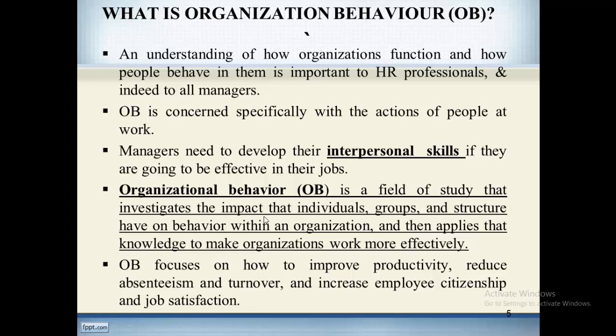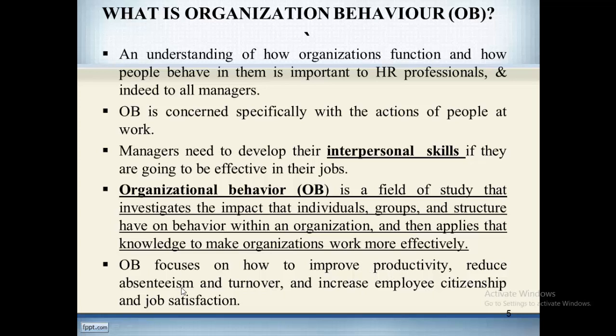If the manager has interpersonal skills and is able to convince the employees, is able to communicate effectively with the people working in the organization, is able to understand the problems of the workers, and then is able to motivate the workers, then definitely the result will be improvement in productivity and improvement in quality.